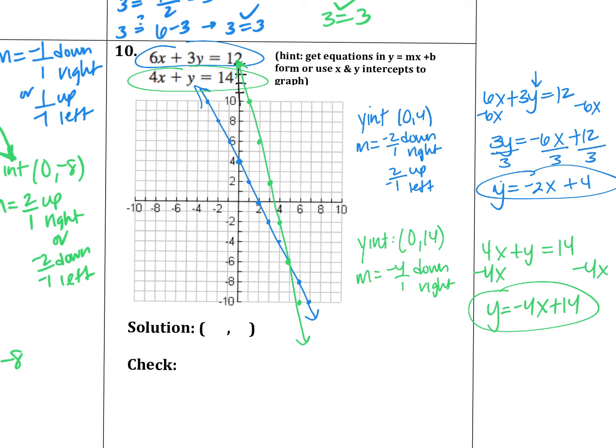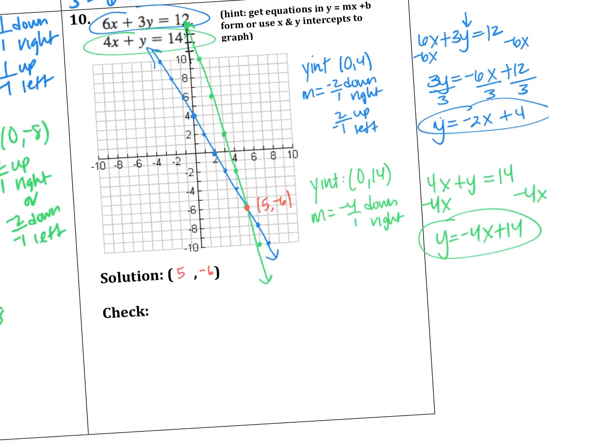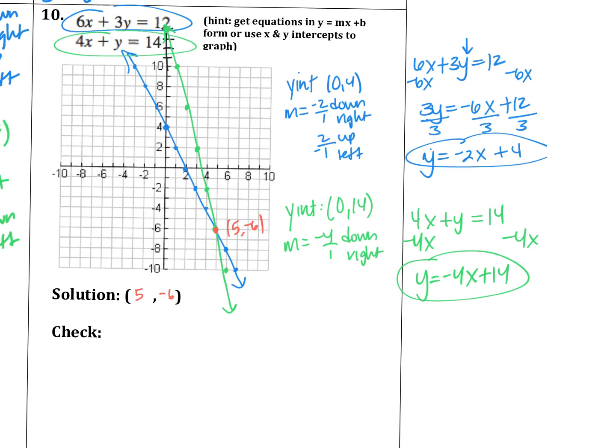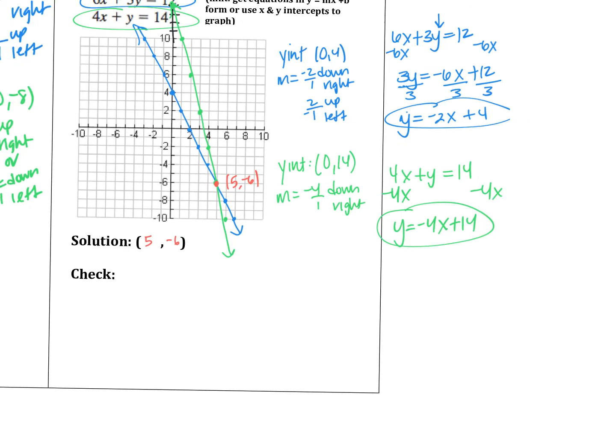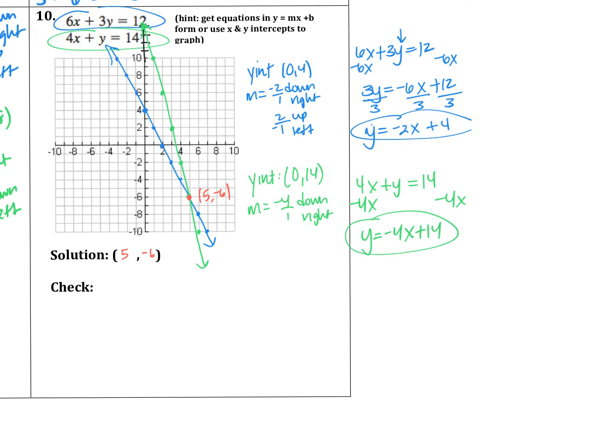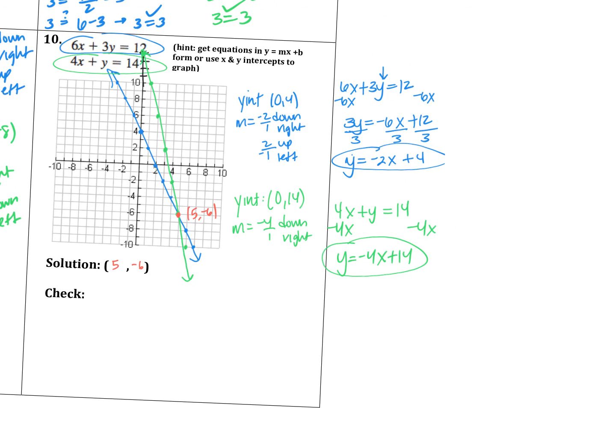And I can see my solution right here of (5, -6). You want to plug this into your original equations. So I'm going to use the original blue equation to just make sure that the solution is correct, just in case I made a mistake in my math over here. Okay, so let's do this. I'm going to plug in x as 5 and y as -6.